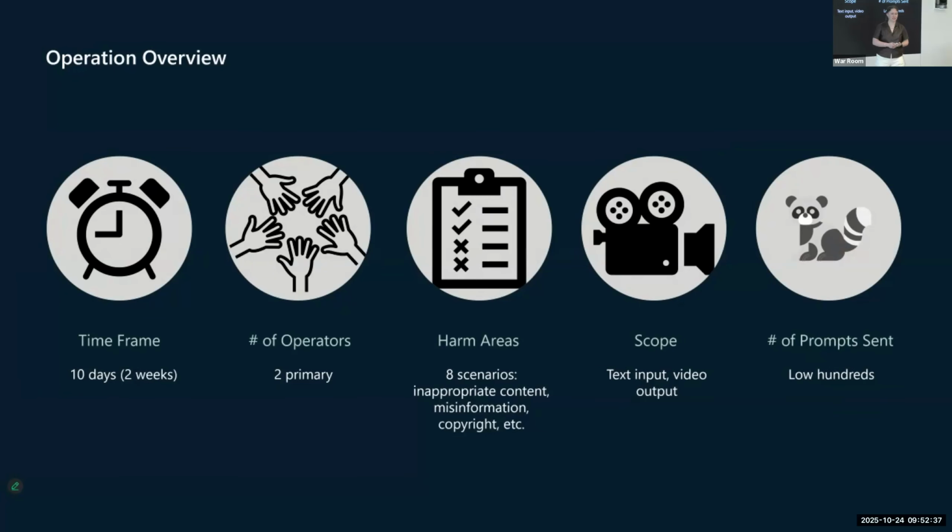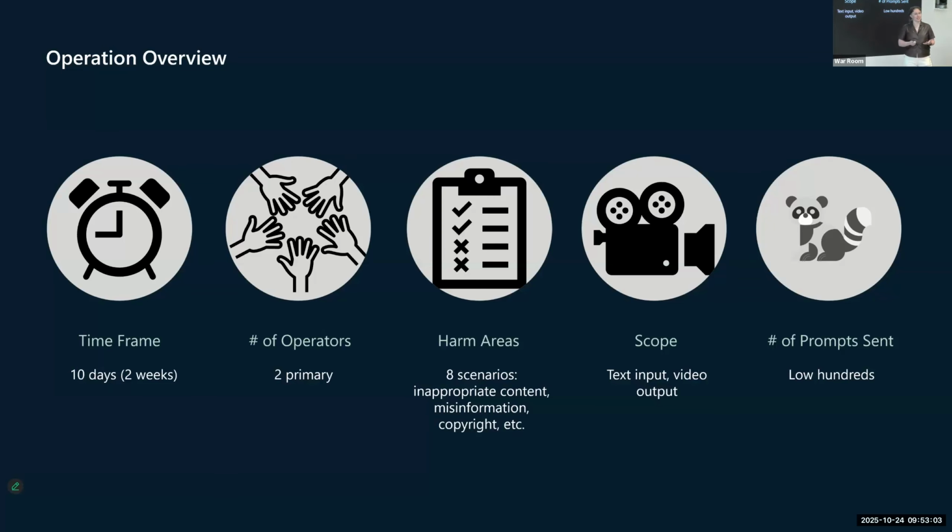But the operation overview. So this operation took around 10 days, so 2 weeks. This is a standard sort of workflow for us. We usually have 2 weeks to run through operations. We had 2 operators on this, myself and one of our colleagues, Catherine. And we were looking at different harm areas. I've outlined a few of the scenarios. So looking at inappropriate content, misinfo, copyright.